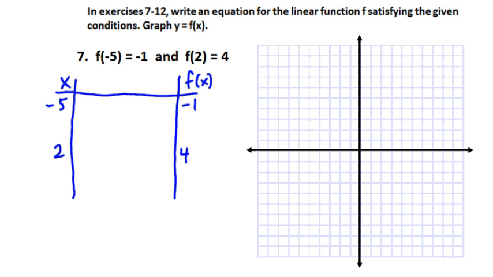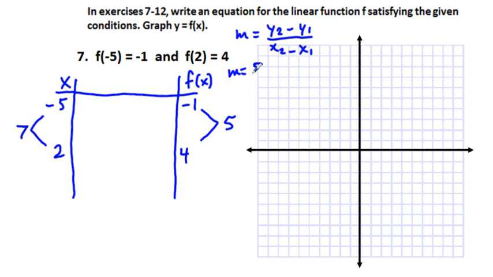We can determine our slope using the slope formula, which is m equals y2 minus y1, the change in y, over x2 minus x1, which is the change in x. So our change in y is going to be 4 minus -1, which is 5. Our change in x is going to be 2 minus -5, which is 7. So our m is going to equal 5/7.